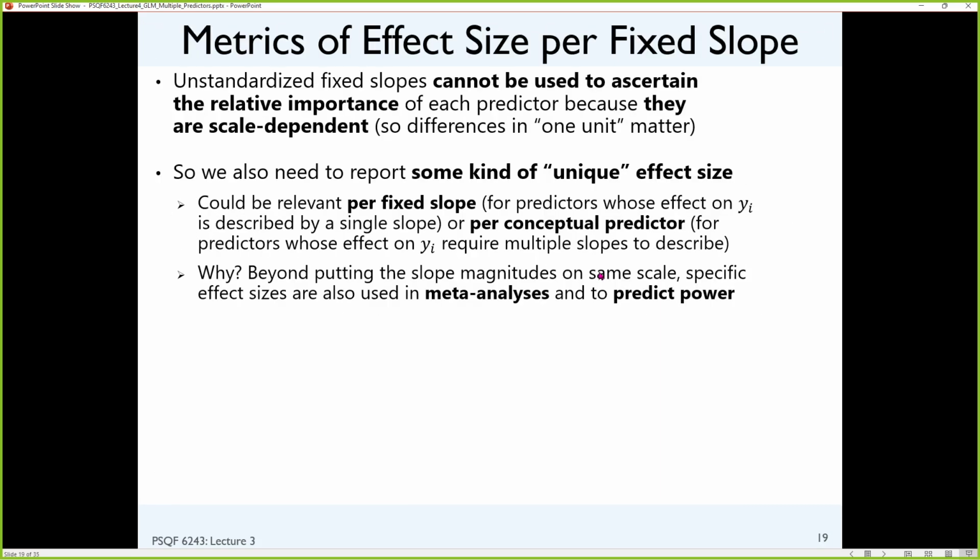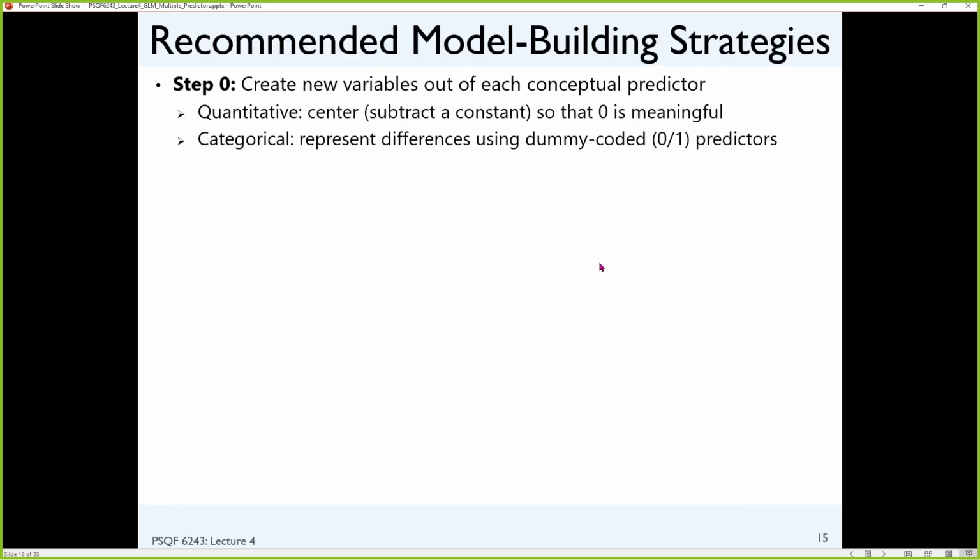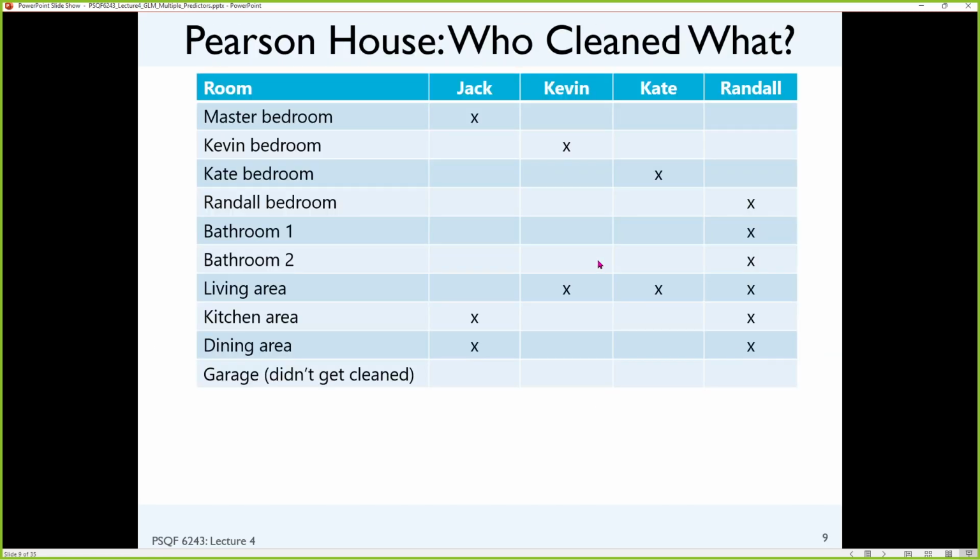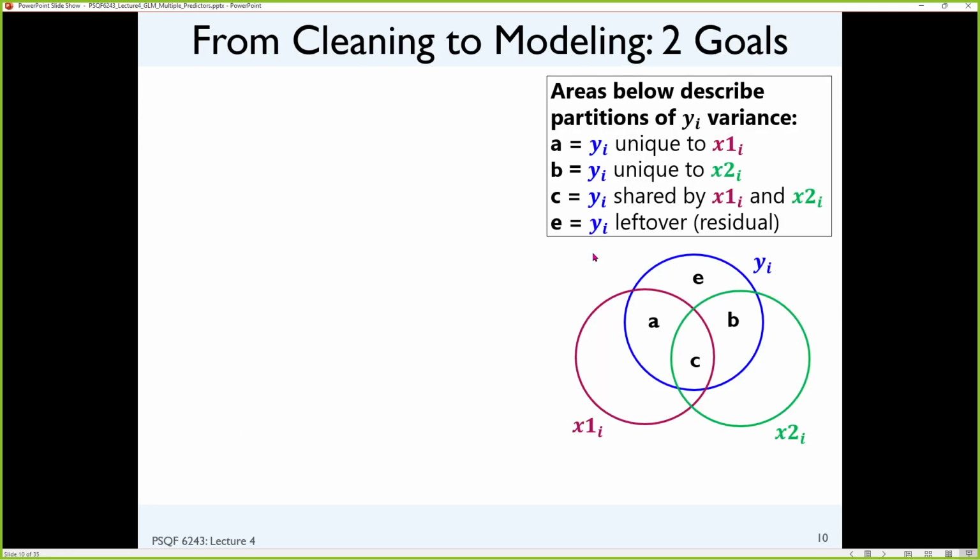So let me go back to the picture here, because I think graphics help with this. Here, there we go. Not that picture. The Pearsons are coming back in a few slides, but not right now.